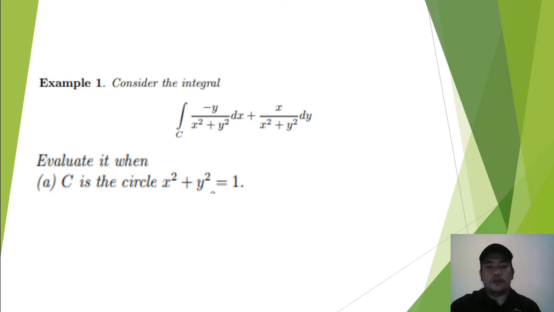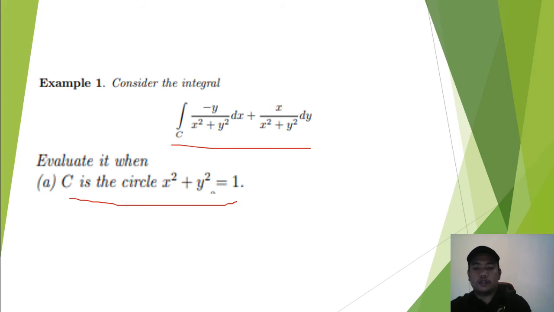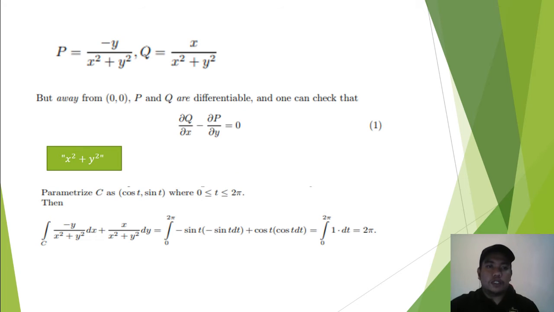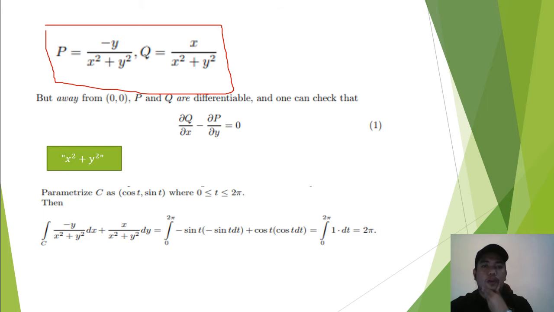Okay, thank you. I will explain our question. Consider the integral whose expression is given. The question is to evaluate it when C is the circle x squared plus y squared equal to 1. Okay, here is the solution. From the equation that is given, we can come up with P and Q. P is equal to negative y over x squared plus y squared. Q is equal to x over x squared plus y squared.